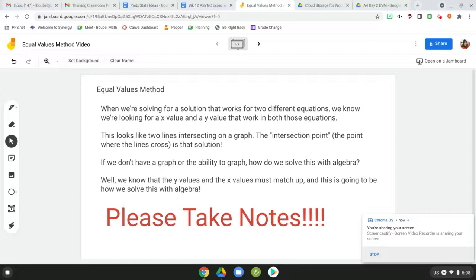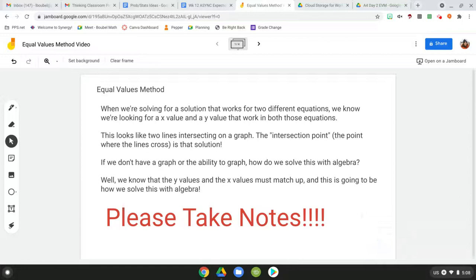Hello, this is Lauren Bobel, and I'm going to be showing you how to do what's called the equal values method. So, in class this week, we're going to learn how to solve what's called a system of equations, or two different equations for x and y. We're going to learn how to find the solution, or the point that works for both of them. But this video is all about how we do this with algebra using the equal values method.